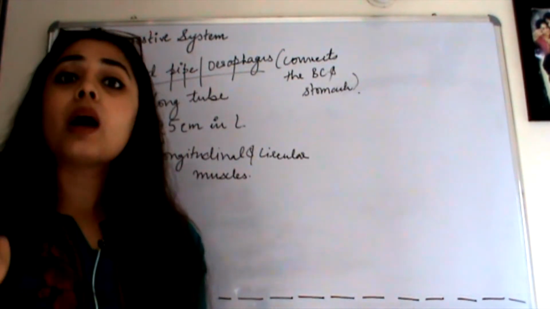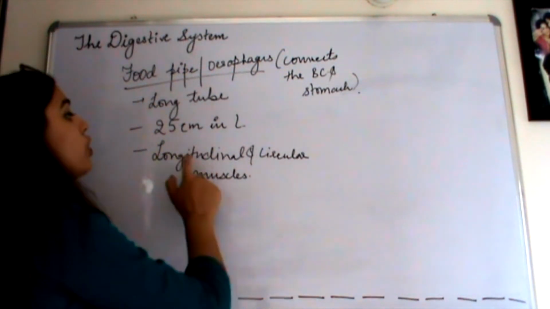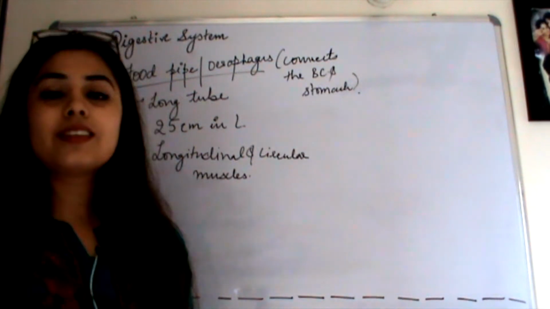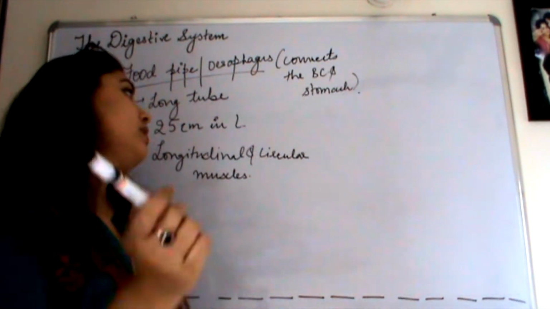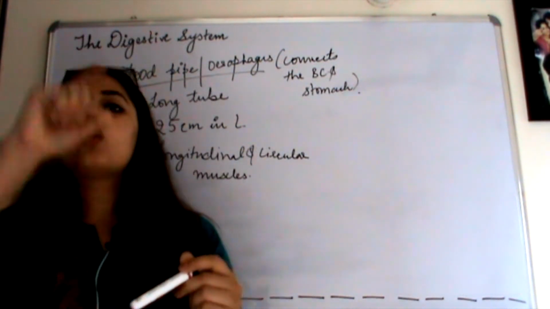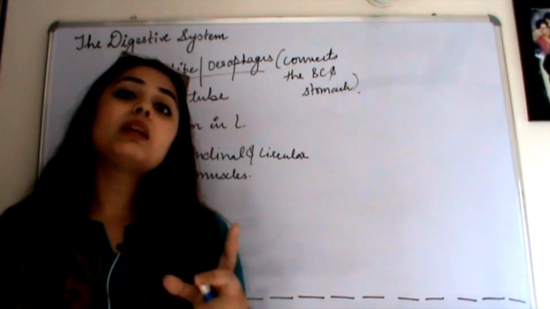But this pipe, how is it made? It is made up of the longitudinal and the circular muscles, right? So now what is the length? It is 25 centimeters in length, and it is a long tube-like structure. It is made up of muscles.